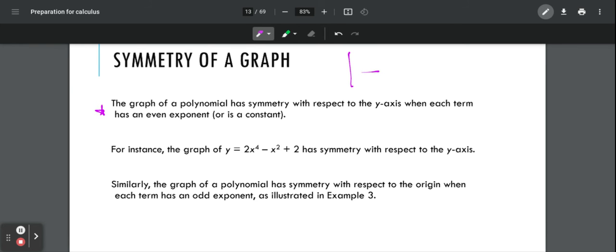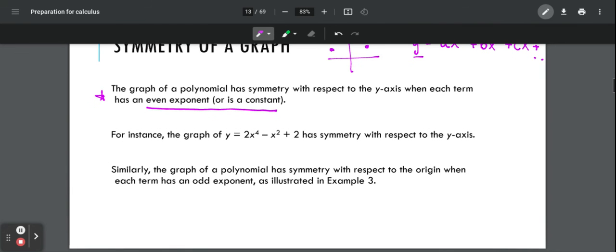So again, symmetry with respect to the y-axis means it's reflecting over the y-axis when each term has an even exponent or is a constant. So every term in your polynomial has to have an even exponent. And remember, a polynomial is in that form of y equals ax to some power plus bx to some power plus cx to some power, right? And you keep going. Your y is always raised to the first power.